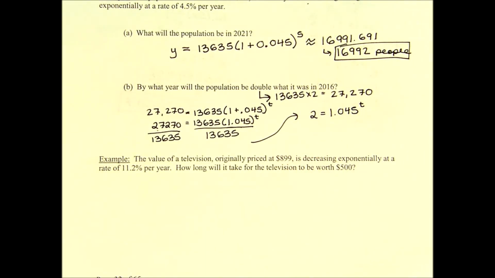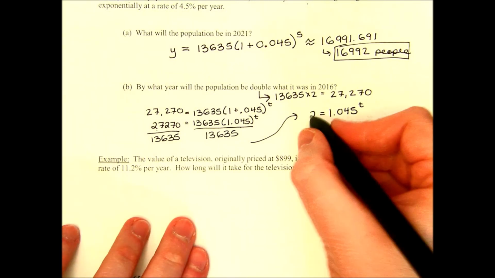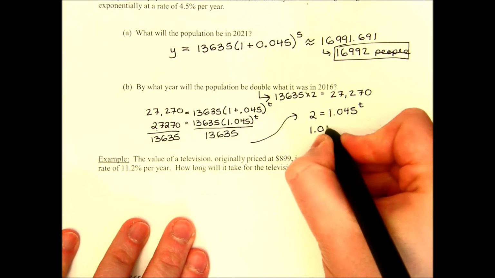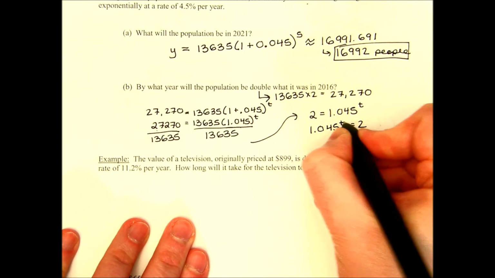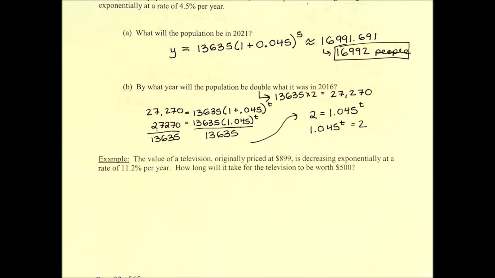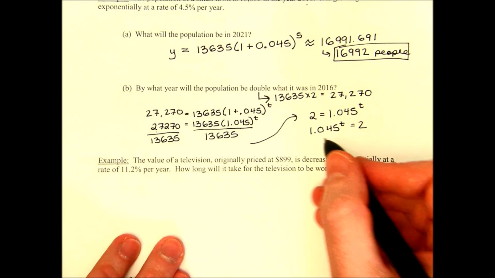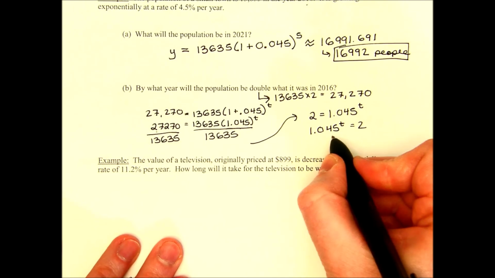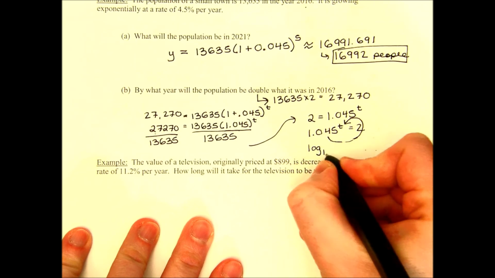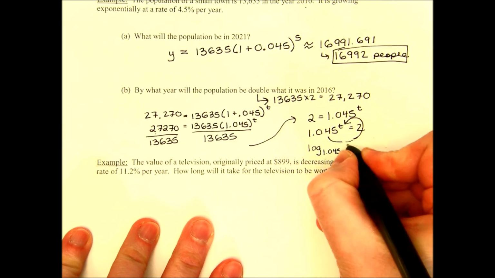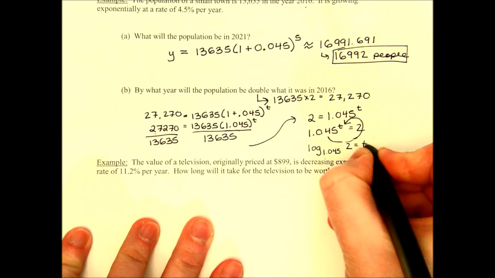Actually, it might be a little bit easier to work with this if I just switch sides. So I'm going to say 1.045 raised to the t equals 2. And now you should recognize this as an exponential equation. Anytime that I'm trying to find a variable that's in my power, I need to use logarithms. I'm going to rewrite this problem in log form. Going into log form, we're going to get log base 1.045 of 2 equals t.